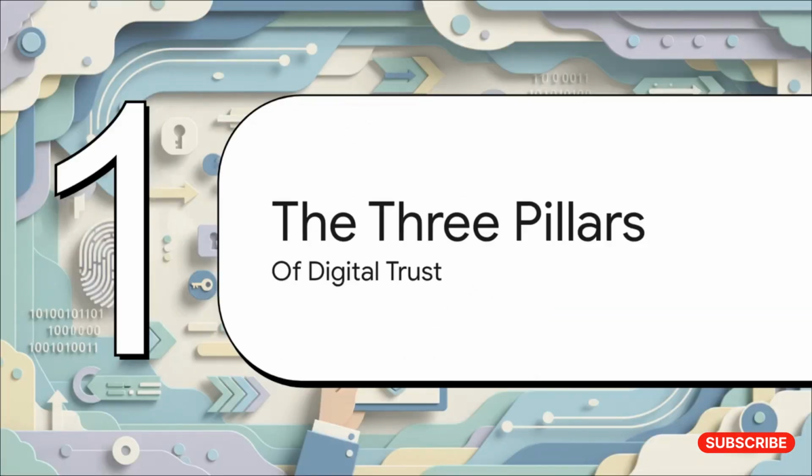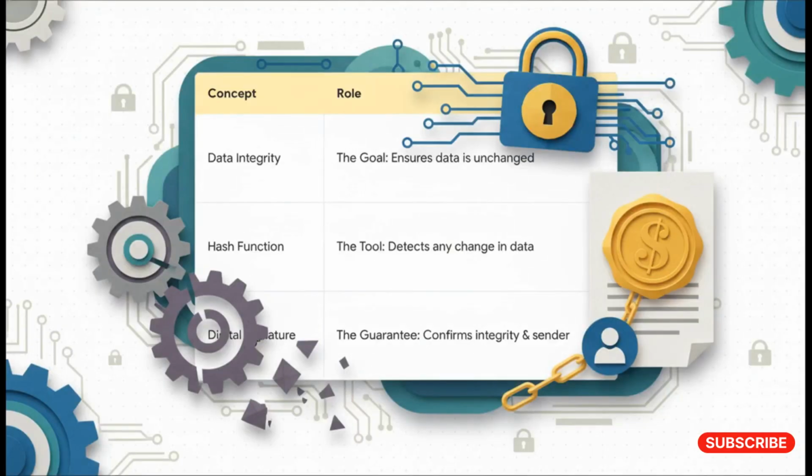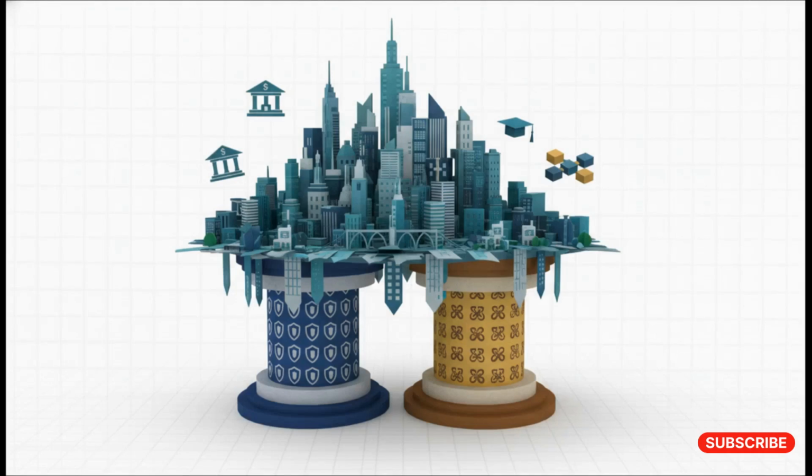Okay, so let's pull all these threads together. What we've been talking about here, these are basically the three fundamental pillars that hold up our entire system of digital trust online. And this chart really lays it out clearly. You've got data integrity. That's our goal, right? Keeping the data unchanged. Then you've got the hash function. That's the tool we use to check for any changes. And finally, the digital signature. That's the ultimate guarantee. It uses the hash to confirm integrity, and it adds that crucial layer of who the sender is.